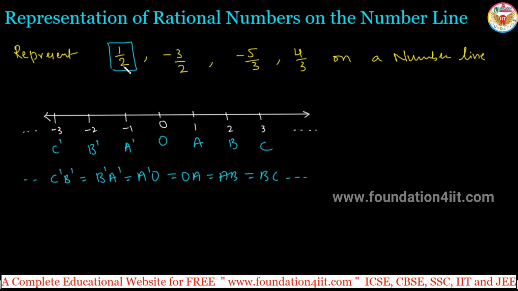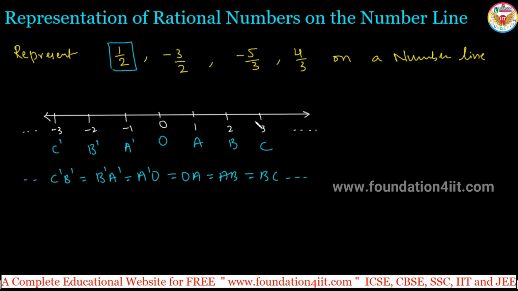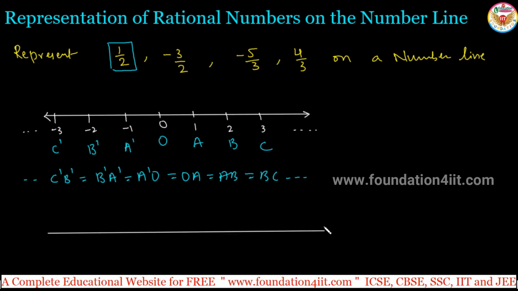Now to represent fractions or rational numbers on the number line, according to the denominator we have to take the step. In the first problem, the denominator is 2, right? So between 0 and 1, 1 and 2, 2 and 3, we should divide into two parts. Okay, let us see here. Let me take one more. Now this is the number line.